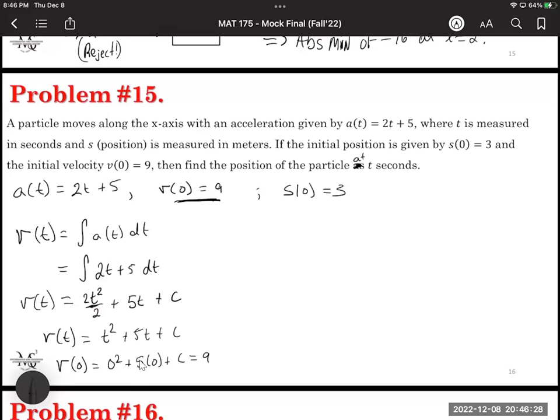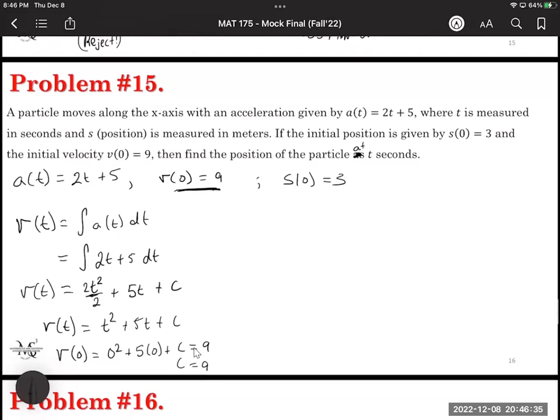Yeah, that's all 0, Miss Chin. So you're left with c equals 9. And now since we're left with c equals 9, I could rewrite my velocity function. So my velocity function is going to be t squared plus 5t plus 9. And that's it. That's the velocity.